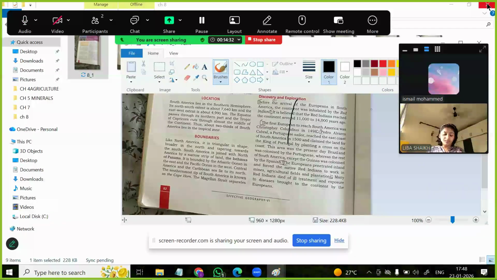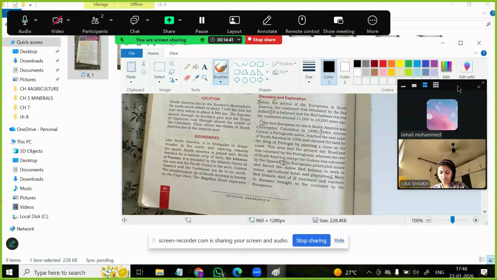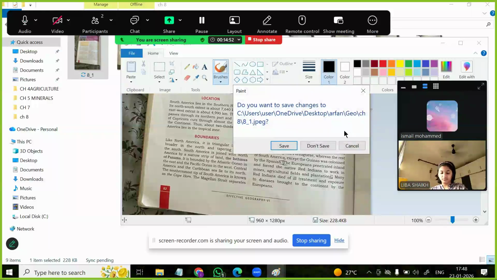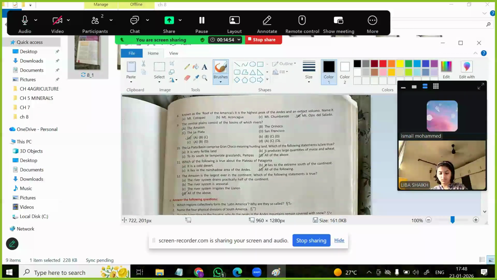The Red Indians died of ill treatment and exposure to diseases brought by the Europeans. So they did not have much immunity or exposure. They died of diseases like measles and smallpox. These are all diseases brought by the Europeans. Since they did not have immunity, they died. So many people died. Okay.